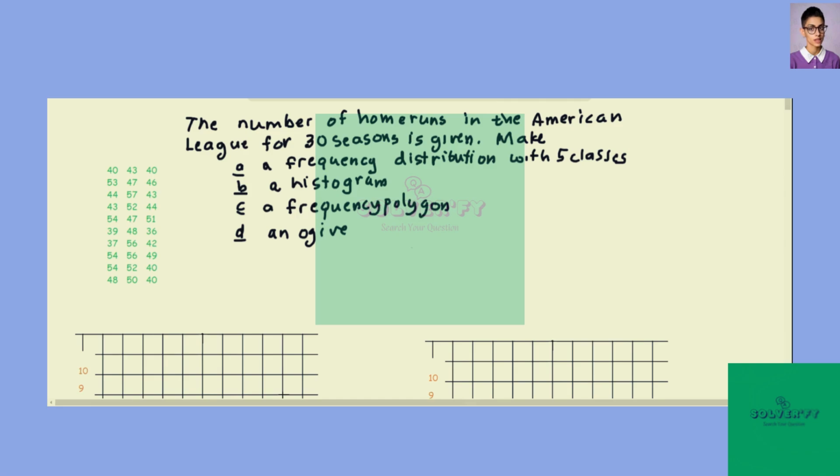Okay, so first we got to make 5 classes. So we need to look to see what kind of numbers we have. Looks like 30s, 40s, 50s. The lowest one, 36. So maybe 35 to 60. Okay, 60 minus 35 would be 25. And if we divided it by 5, that would be 5 in each class.